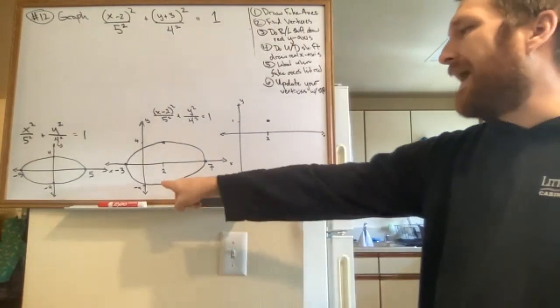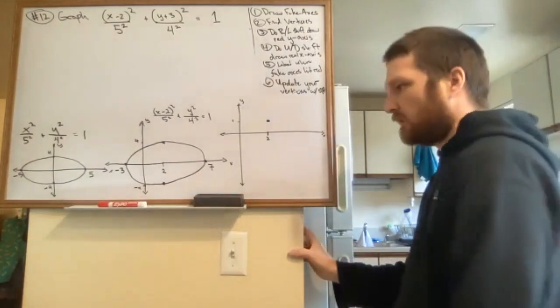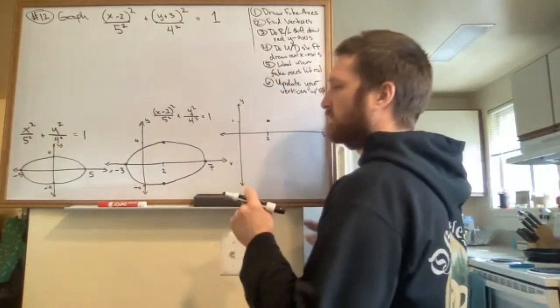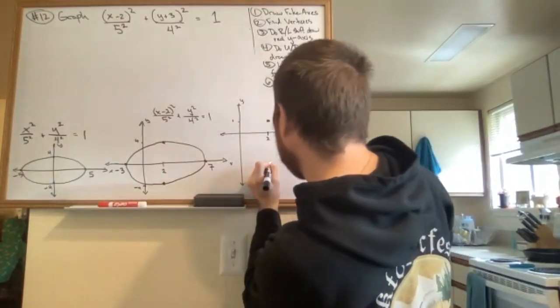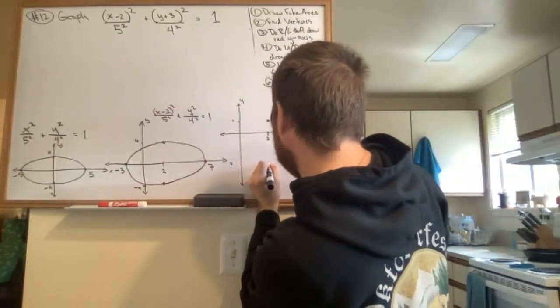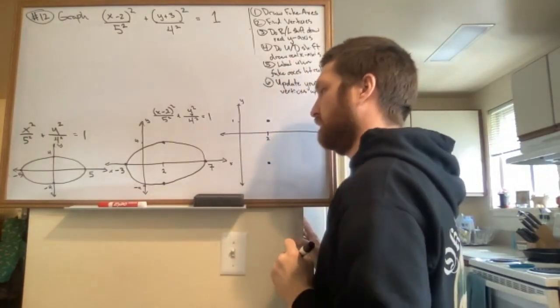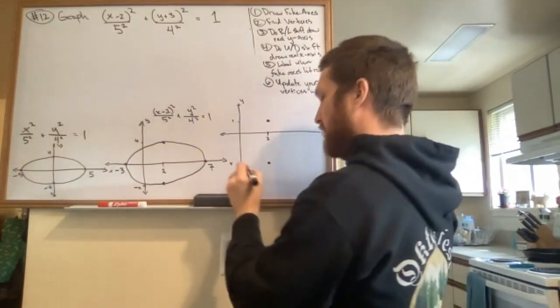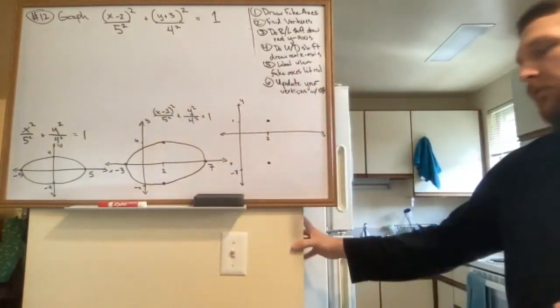Where does it take the bottom point? That bottom point ends up where? -7. Yep, -7 is that lowest point right there.